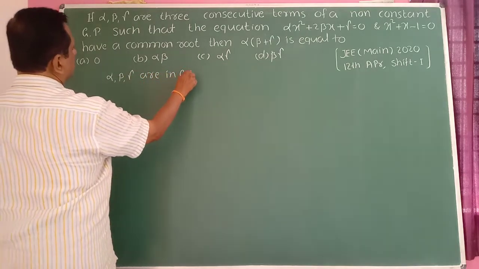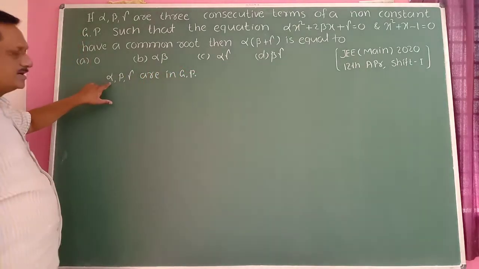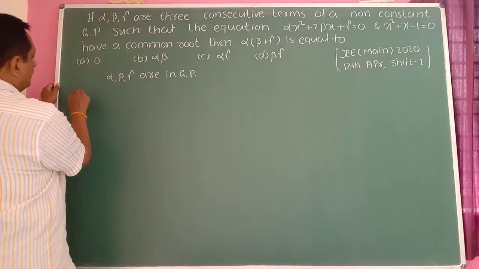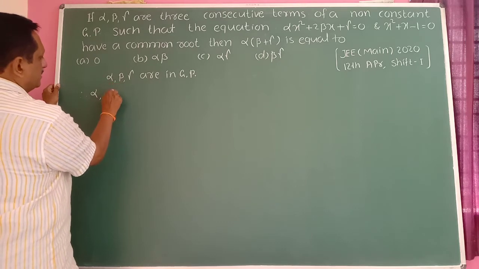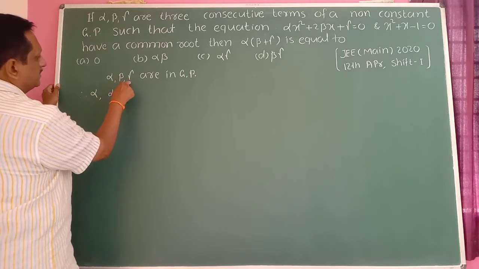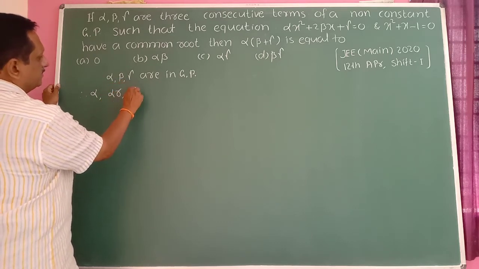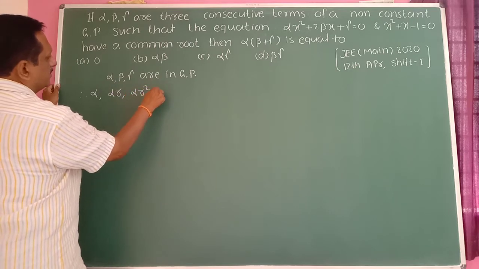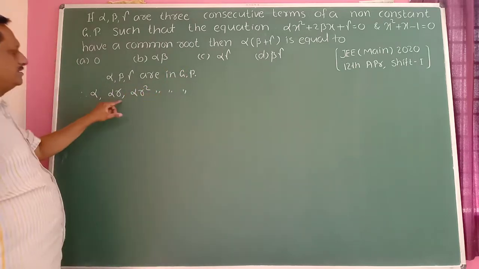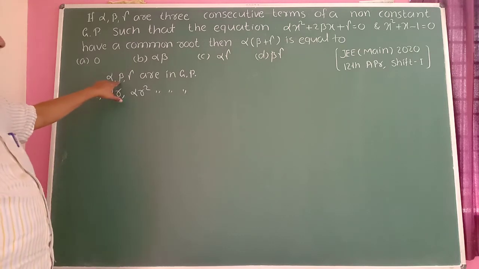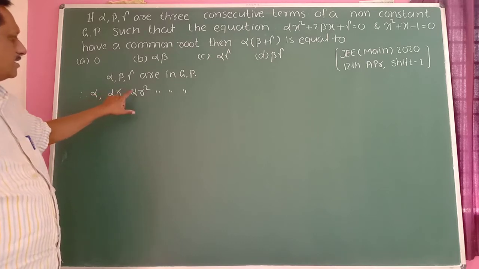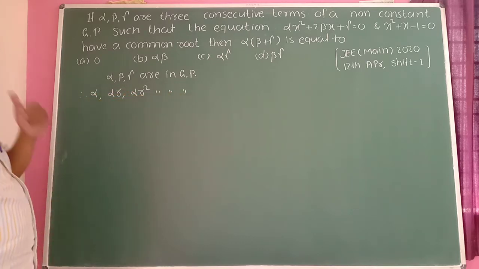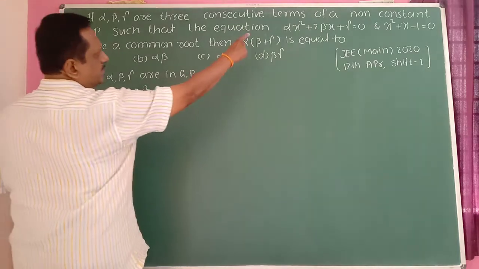Therefore, they have given here alpha, beta, gamma are in GP. Alpha is the first term, and the second term is beta, so alpha r. Gamma is the third term, alpha r square, in GP. Here r is the common ratio. So beta is the second term and gamma is the third term, alpha r square. Therefore, this is the given equation here.